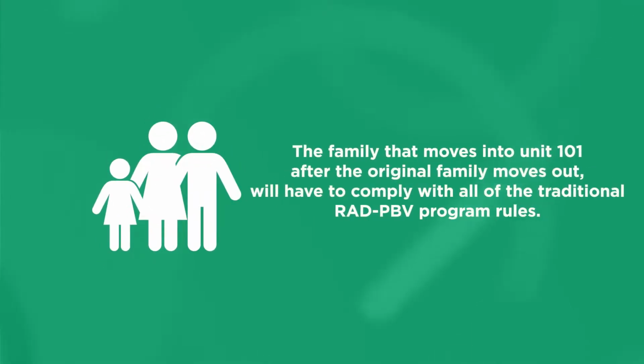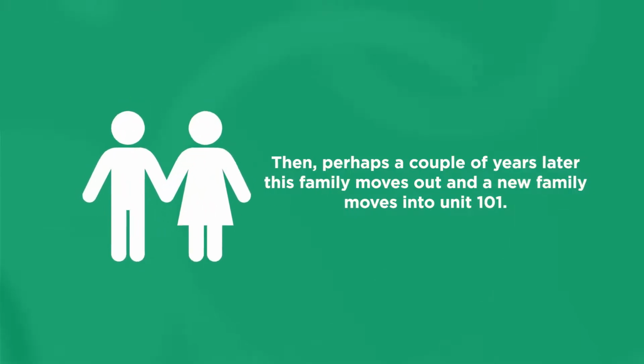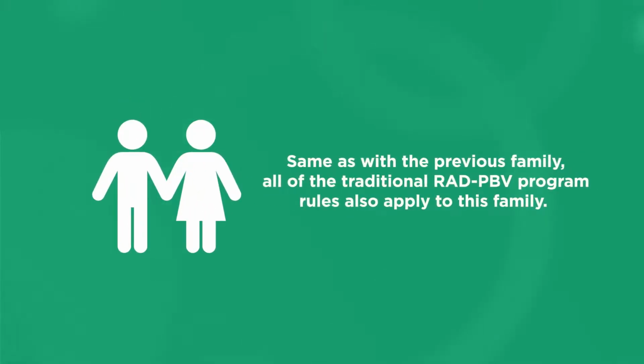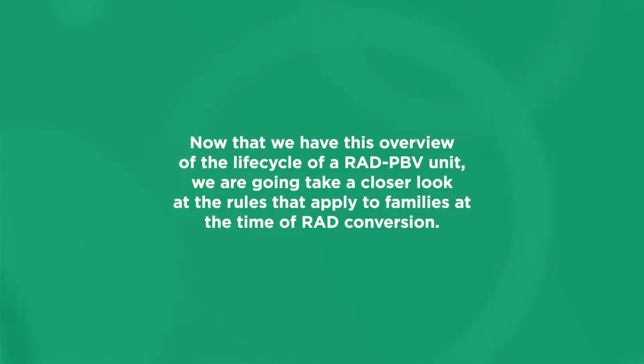The family that moves into Unit 101 after the original family moves out will have to comply with all of the traditional RAD PBV program rules. Then, perhaps a couple of years later, this family moves out and a new family moves into Unit 101. Same as with the previous family, all of the traditional RAD PBV program rules also apply to this family. Now that we have this overview of the life cycle of a RAD PBV unit, we're going to take a closer look at the rules that apply to families at the time of RAD conversion.